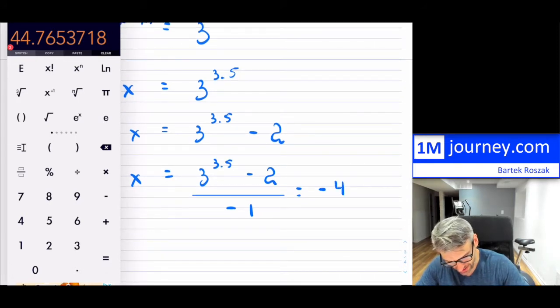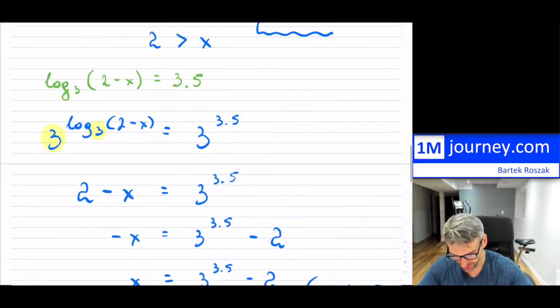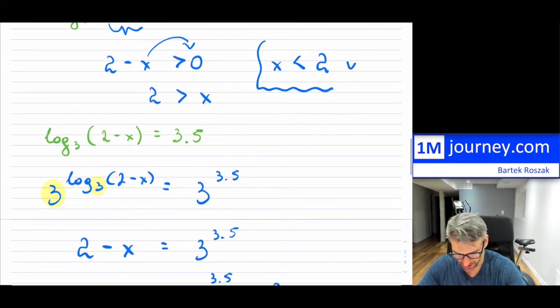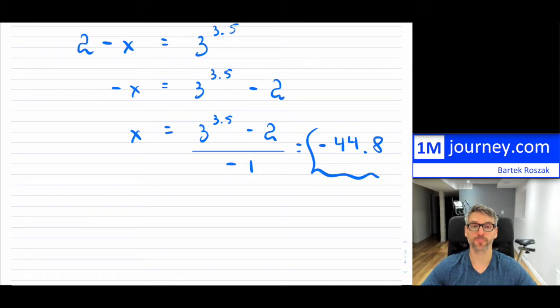Now, it says round to the 10th. So I'm going to round this to the 10th. So this is 44.8. And now I have to check and go back. Is this an admissible answer that I have? Yes, it is, because x is supposed to be less than 2, and this is clearly less than 2.